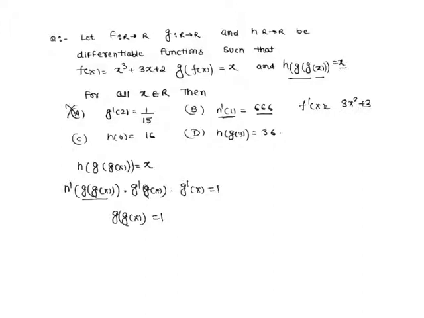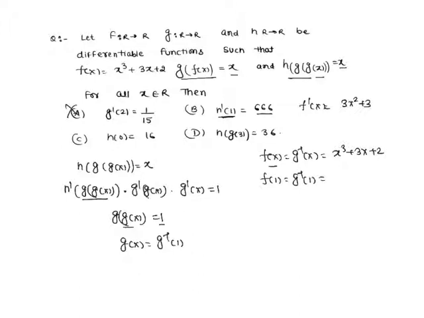Now according to the problem, what is given? g(f(x)) = x. We can say f(x) = g inverse of x, and this is nothing but x³ + 3x + 2. Now we want g(x) = 1. So we can say x = g inverse of 1. If I put 1 here, f(1) = g inverse of 1, which is nothing but 6.